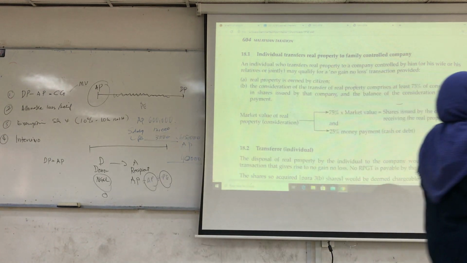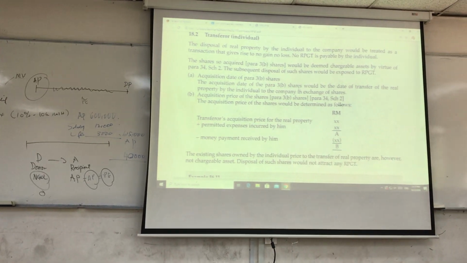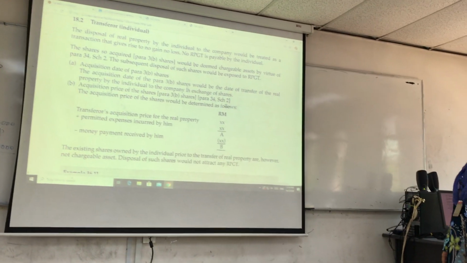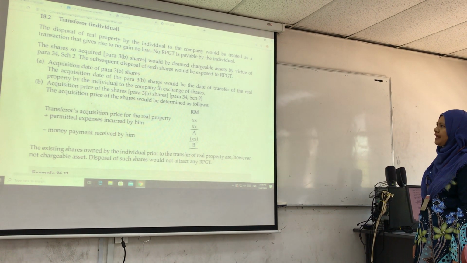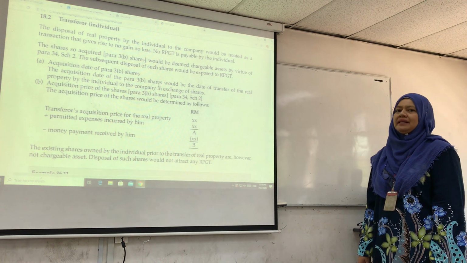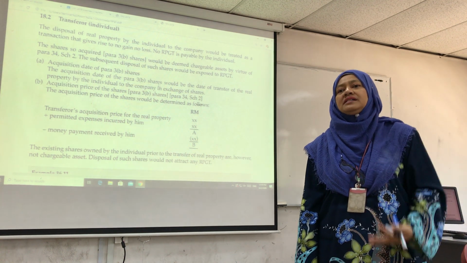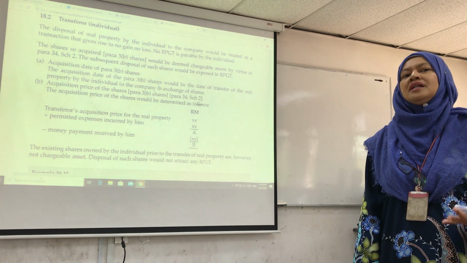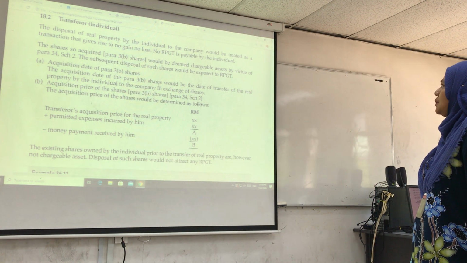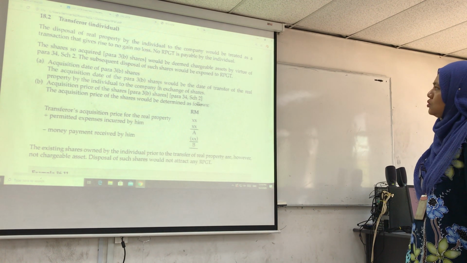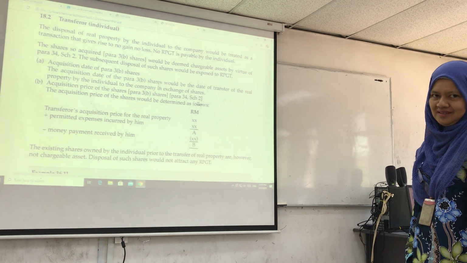So let's look further. The transferor: the disposal of real property by an individual to a company would be treated as no gain no loss, so no RPGT is payable by the individual. The shares so acquired, remember that just now I got 750,000 shares, are known as RPC shares, real property company shares. The shares so acquired will be deemed chargeable assets by virtue of para 34 Schedule 2. The subsequent disposal of such shares would be exposed to RPGT.